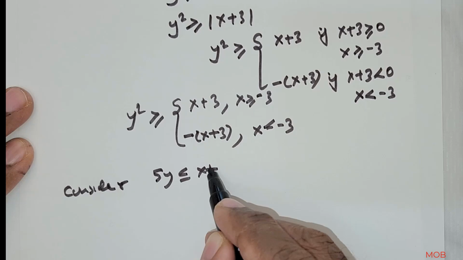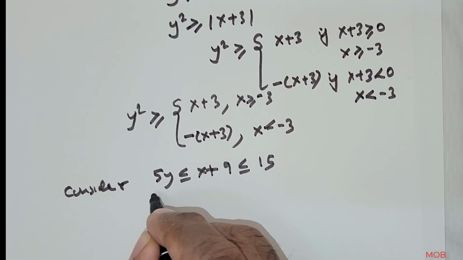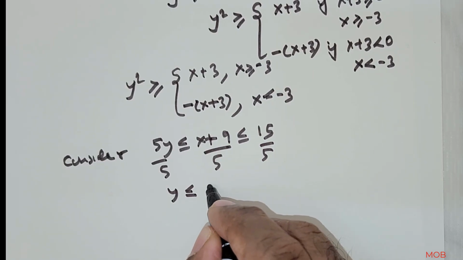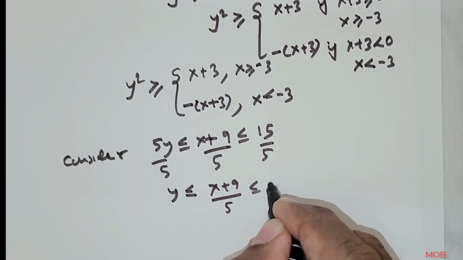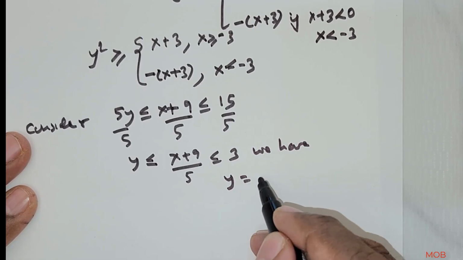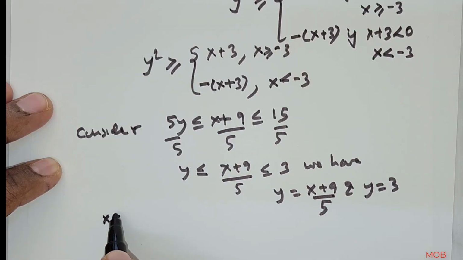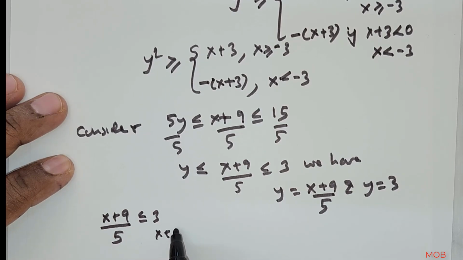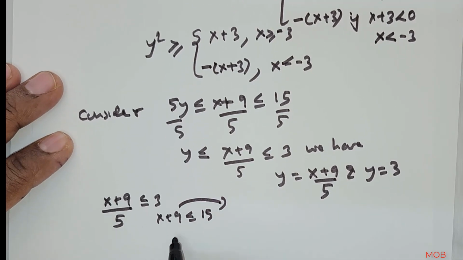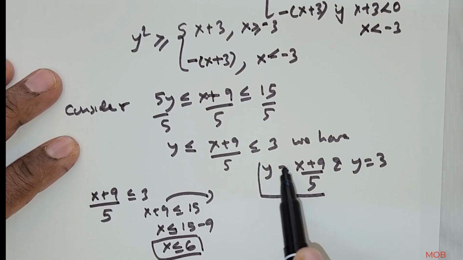Now, next we consider 5y less than or equal to x + 9 less than or equal to 15. Now what is this? You divide by 5. y is less than or equal to (x + 9)/5 less than or equal to 3. So that means we have a line y = (x + 9)/5 and y = 3. I take (x + 9)/5 less than or equal to 3. This means x + 9 less than or equal to 15. We move this 9, I get x less than or equal to 15 minus 9, which means x less than or equal to 6.